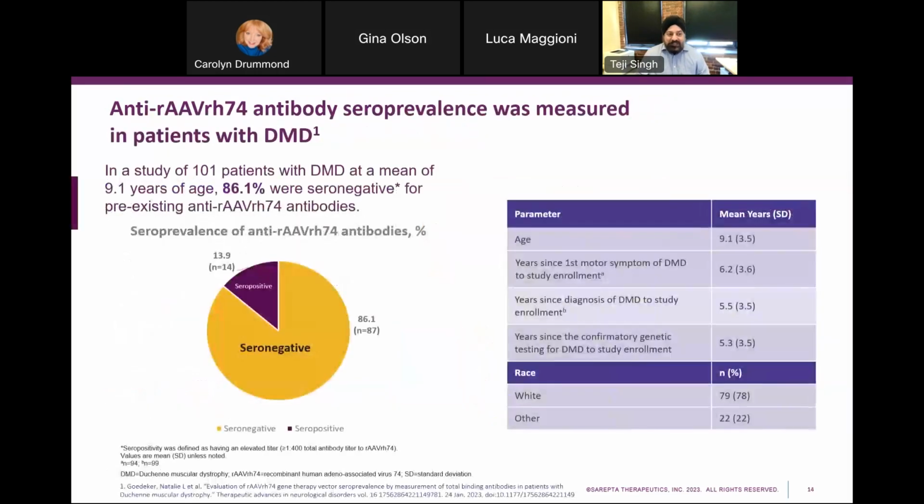So the results of this study showed that in the US, this was a US-based study, 86.1% of the samples of the boys were seronegative. So a high percentage, 86.1%, would have been less than 1 in 400 in terms of the results that they had. So that puts us, as a prevalence, pretty much on the better end compared to certain others in this age range. But that's very much driven by the various types of capsids. Different capsids will have different seroprevalences.